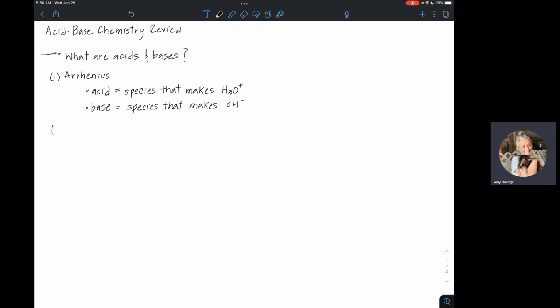And our other definition is the Bronsted-Lowry definition. And that is that an acid is going to be a species that donates a proton. So a proton we indicate is just H+. So we have a proton donor. And a base is a proton acceptor.